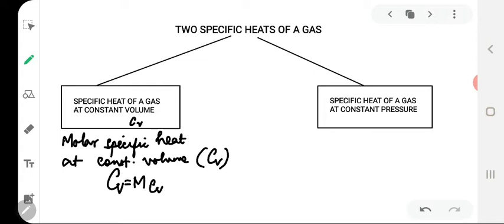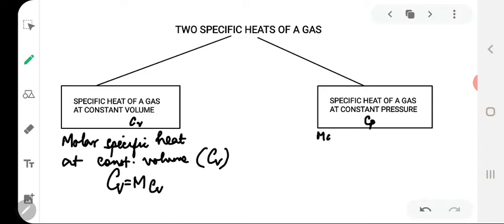Similarly, specific heat of a gas at constant pressure. It is defined as the amount of heat required to raise the temperature of 1 gram of a gas through 1 degree Celsius at constant pressure. It is represented by cp. Now this is small letter.